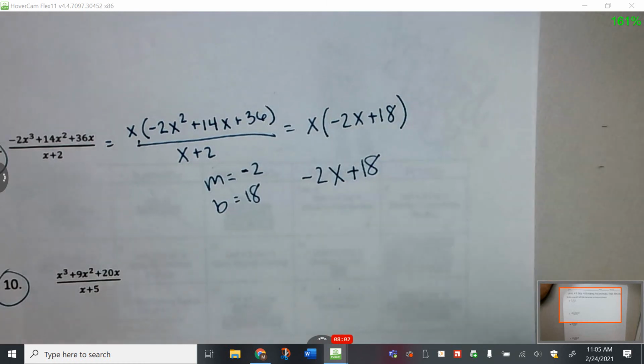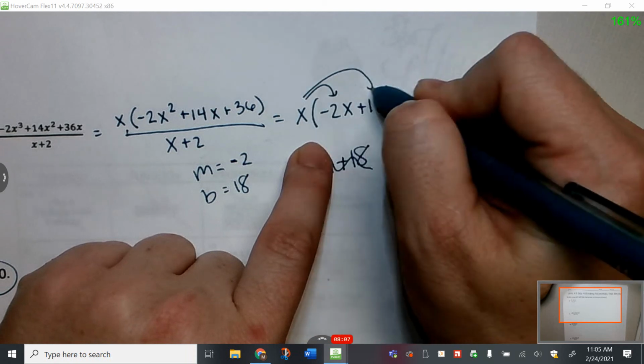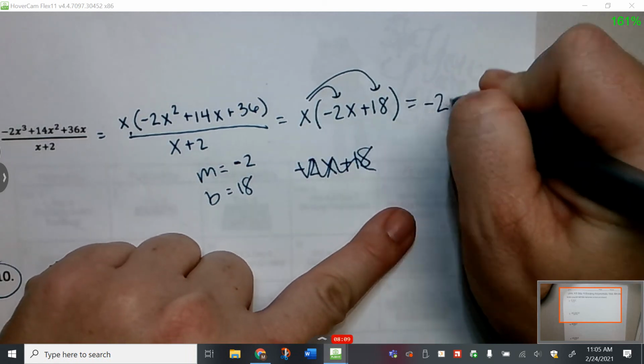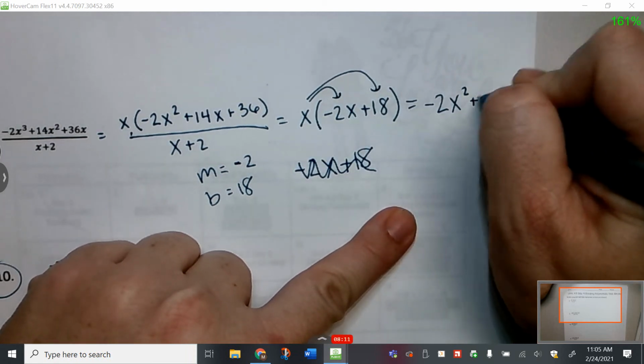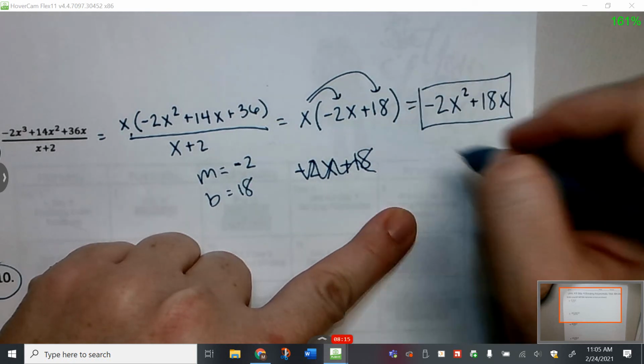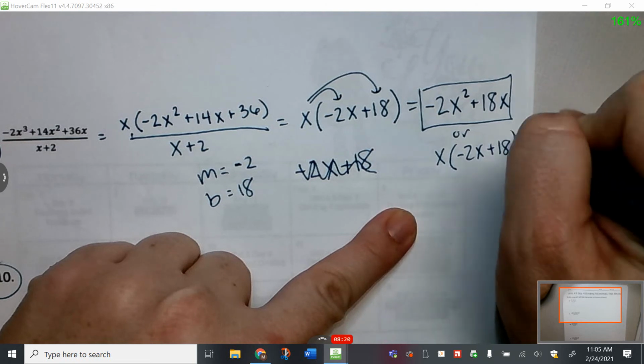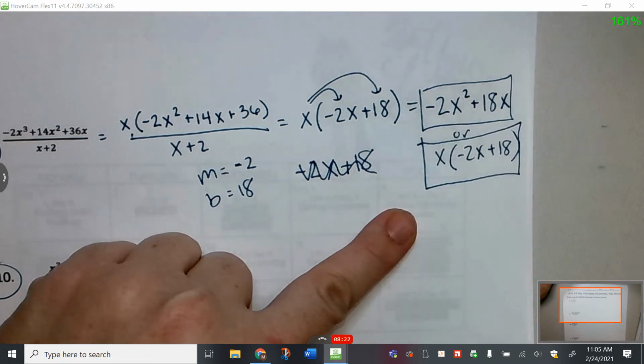So I do want you to realize you could see the answer like this, but you could also see it to where it's distributed back in, and it could be negative 2x squared plus 18x. So it could be either of those ways.